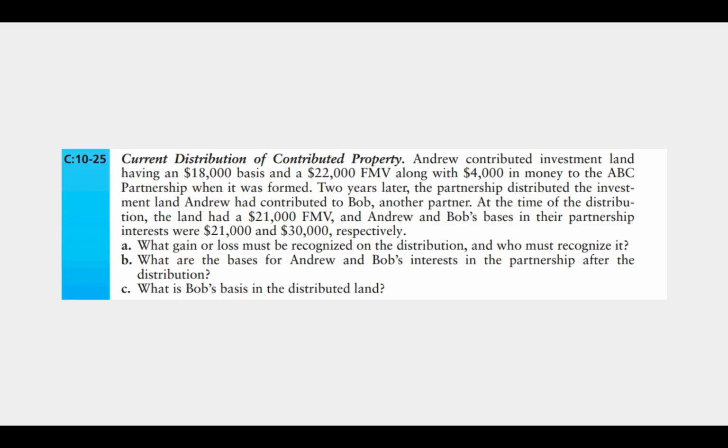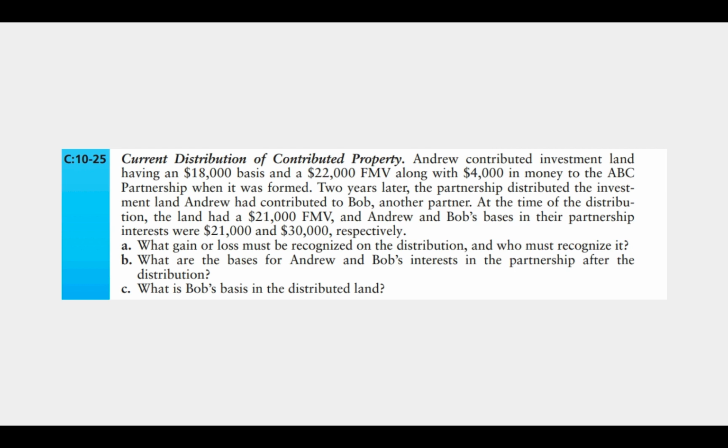Looking at problem 25, Andrew contributed investment land having an $18,000 basis and a $22,000 fair market value, along with $4,000 in money, to the ABC partnership when it was formed. 2 years later, the partnership distributed the land Andrew had contributed to Bob, another partner. At the time of the distribution, the land had a $21,000 fair market value, and Andrew and Bob's bases in their partnership interests were $21,000 and $30,000 respectively. A. What gain or loss must be recognized on the distribution, and who must recognize it?